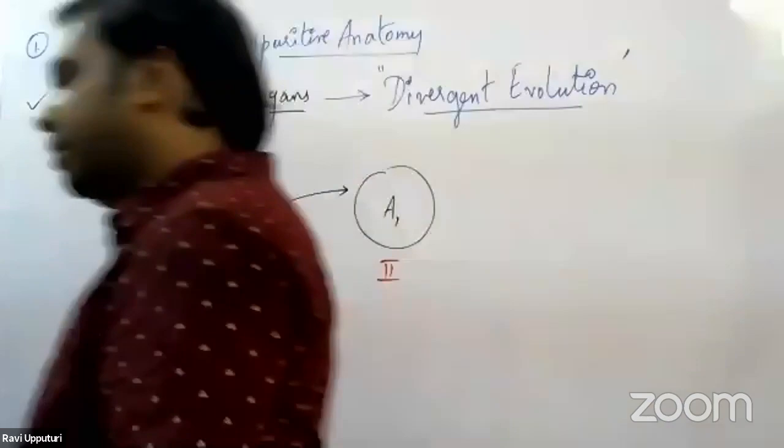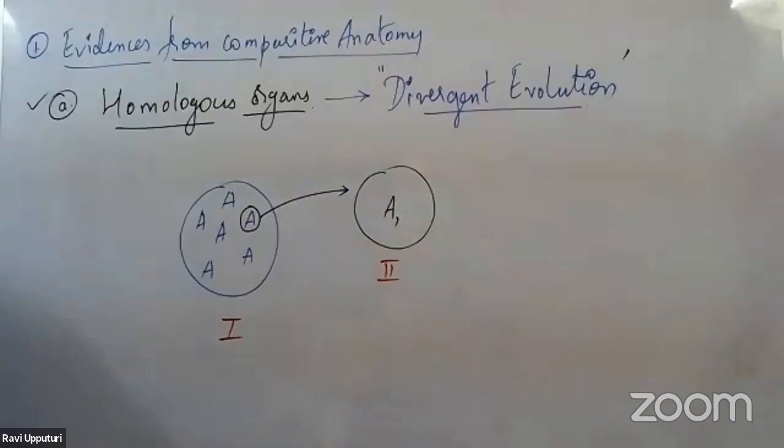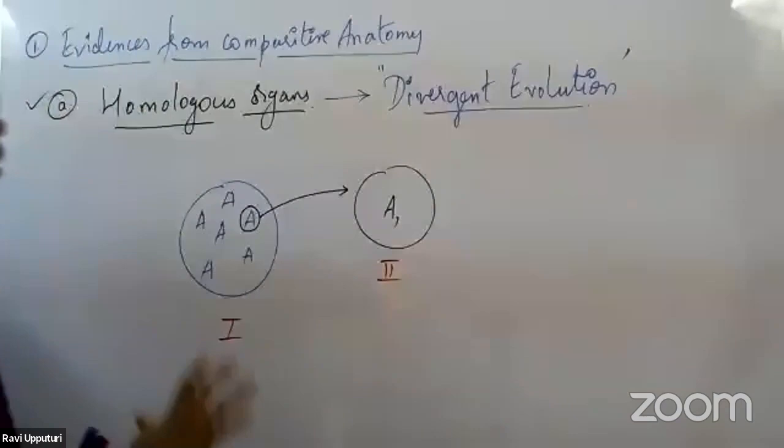So what examples can we give here for divergent evolution? Examples we'll talk about a little later, once we go in with one more concept here. Now, if there is one organism moving here, we call it divergent evolution.